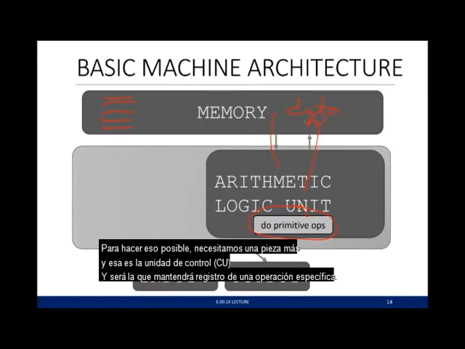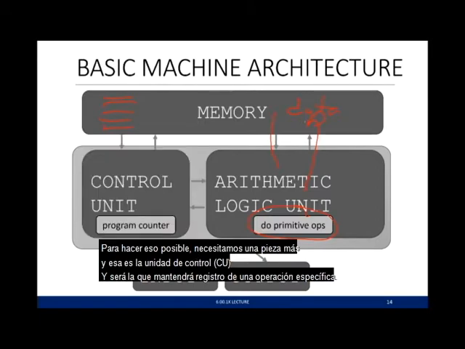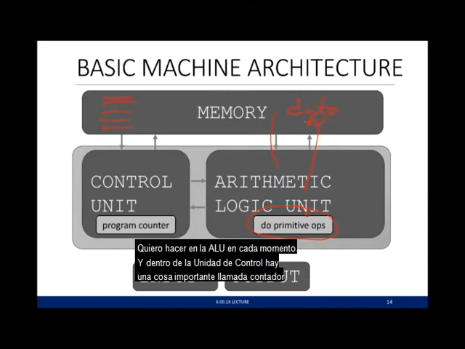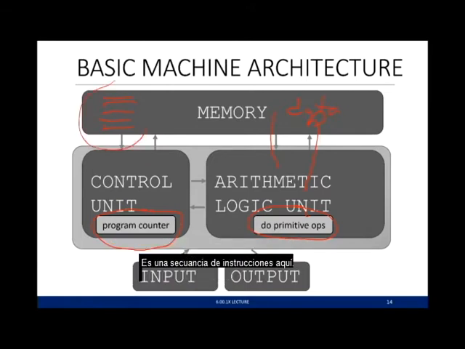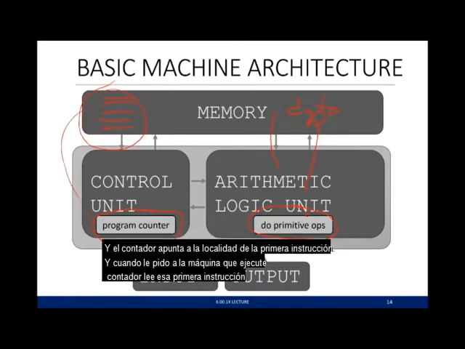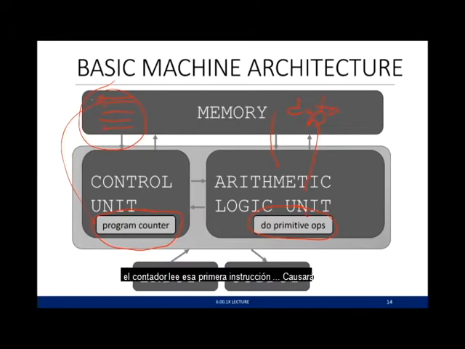To make that happen, we need one more piece, and that's the control unit. And that's going to keep track of what specific operation I want to do in that ALU at each point in time. And inside the control unit, there's an important thing called a program counter. So very simply, when I load a program into the machine, in a second we'll get into how to do that, but I load a program into the machine. It's a sequence of instructions up here, and the program counter points to the location of the first instruction. And when I ask the machine to execute, that program counter reads that first instruction.